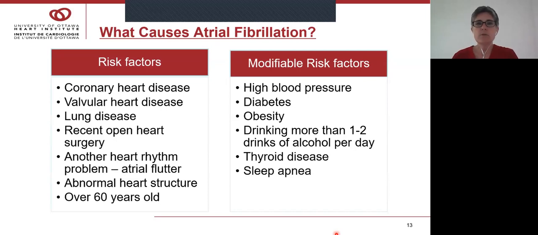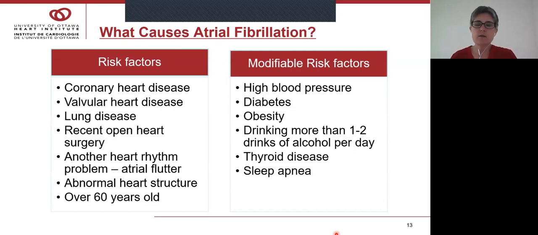But if you have high blood pressure, keep good blood pressure control. If you're diabetic, keep your blood sugar under control. If you are very overweight, we know that getting your BMI to 27 can help with the incidence of atrial fibrillation. And if you drink more than 1 or 2 drinks of alcohol a day, cutting back can make a difference as well.